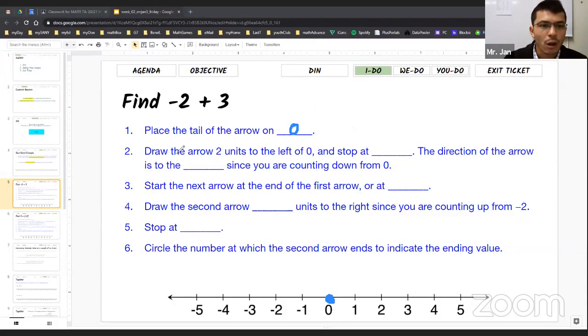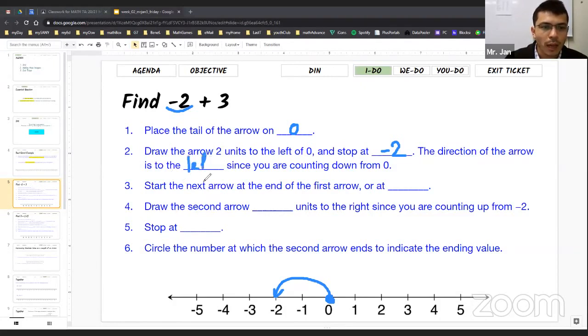And then draw an arrow 2 units to the left. The reason why you need to go 2 units to the left is that the first number is -2. So you're going to go 2 units to the left. This is where I end. It's -2, and then stop at -2. I stopped at -2. The direction of the arrow is to the left.